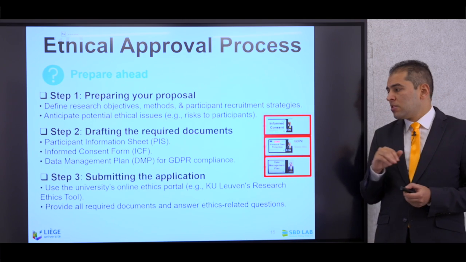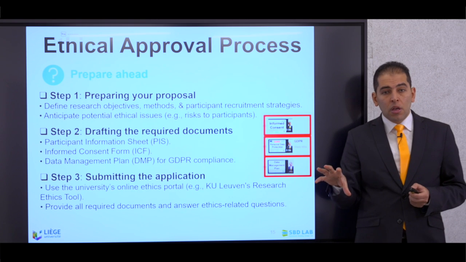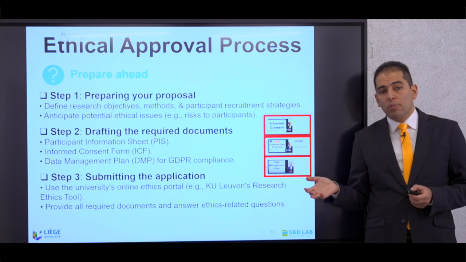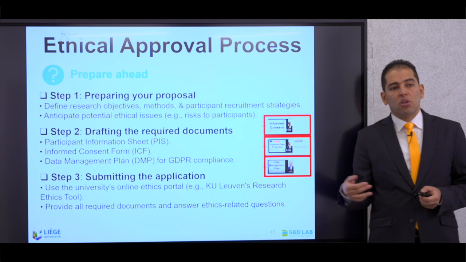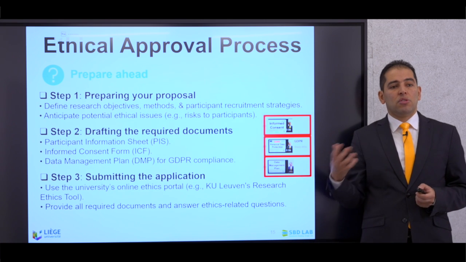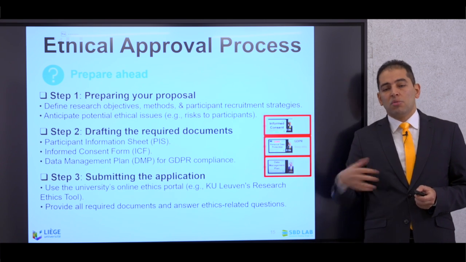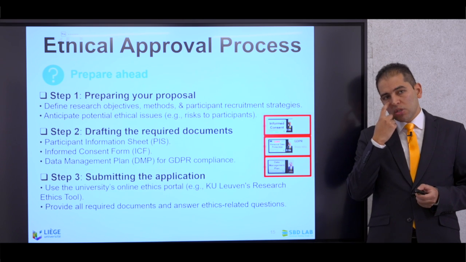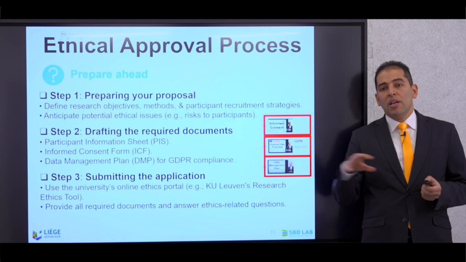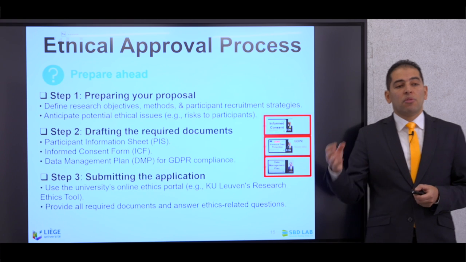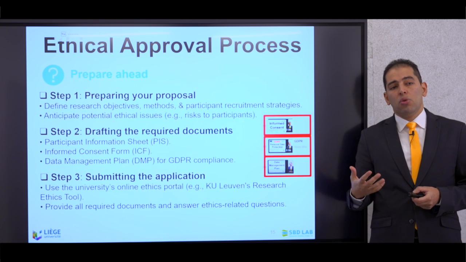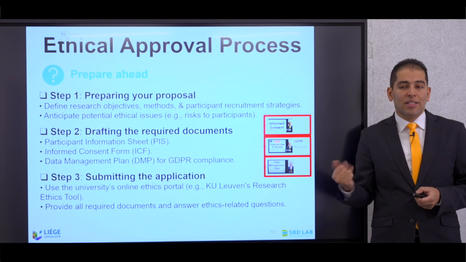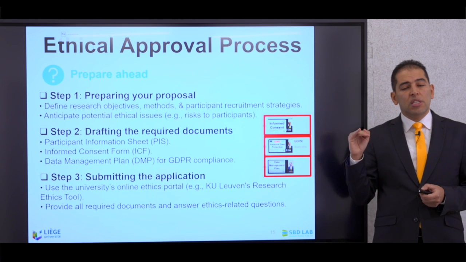And then step number 3 is to submit your application and use the university online ethical portal. For example, in some universities it's online, in some universities per email, some universities take shorter, it's more automated, some universities take a long time. So you need to make sure that you are submitting the application in parallel to these institutions, and then from there you can share all your required information answering the ethics related questions. So those are the key 3 steps.